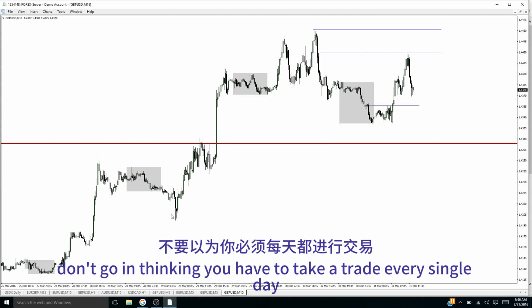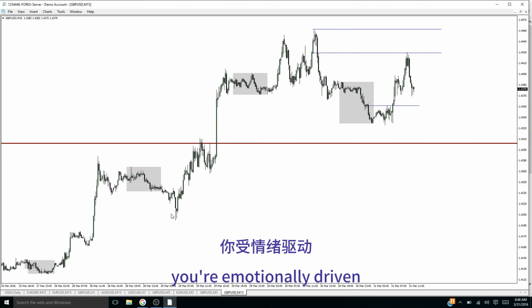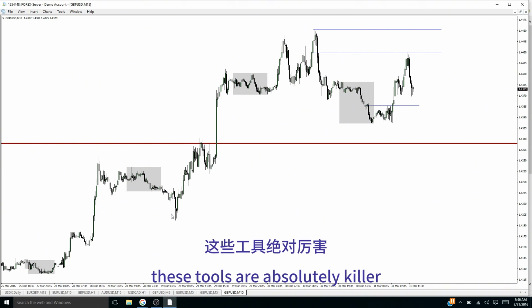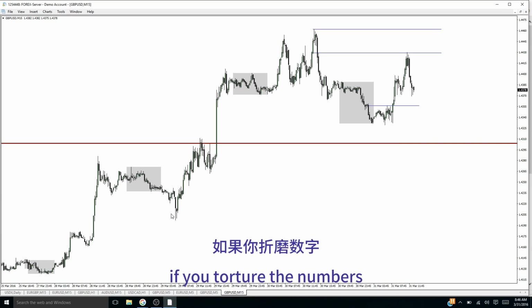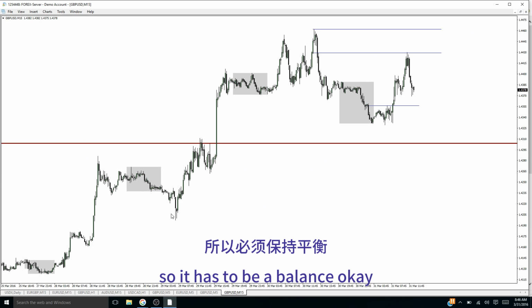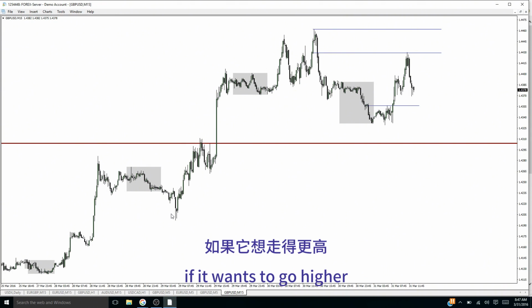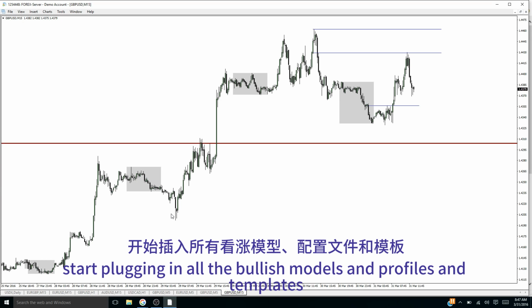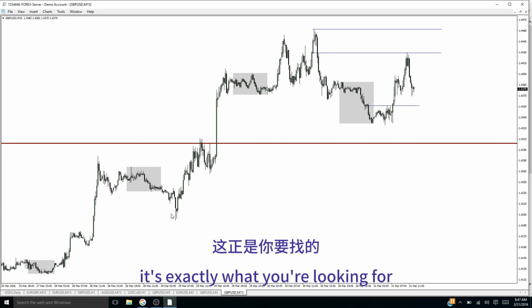Don't go in thinking you have to take a trade every single day. If you have that sensation or that impulse to do that, you're emotionally driven. You're not trading objectively. These tools are absolutely killer, but like anything else, if you torture the numbers, they'll confess to anything. They'll tell you there's a buy signal if you twist them hard enough. So it has to be a balance. You have to have it set up so strongly in your favor that the market wants to go higher. If it wants to go higher, start plugging in all the bullish models, profiles and templates, and it will be exactly what you're looking for.